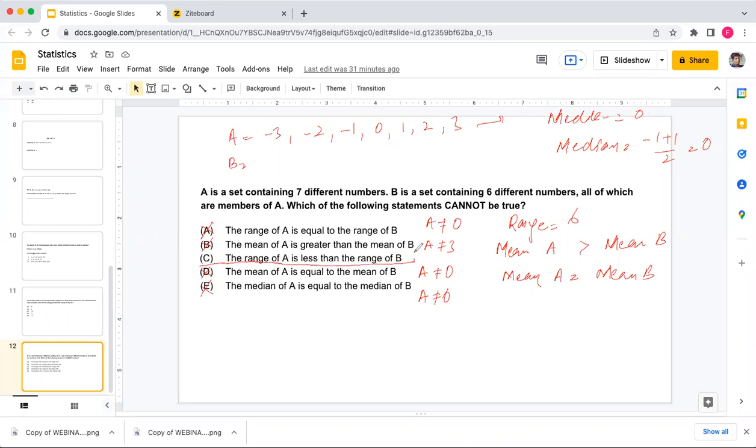Now we are left with C, which says the range of A is less than the range of B. Is this possible? Because B is a subset of A, how can the subset have a greater range than the actual set? This is not possible. There could be a scenario where both are equal, but there can never be a scenario where the range of set B is greater than the range of set A. You can also remove any one value from A, and do you think you can come up with a range which is greater than A's? That is impossible. So that's why C is the only possible answer.